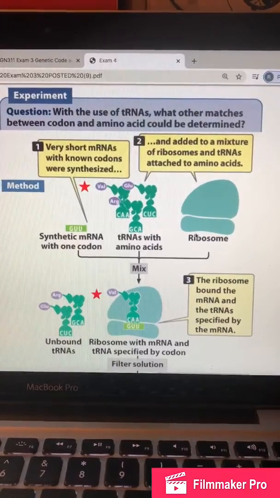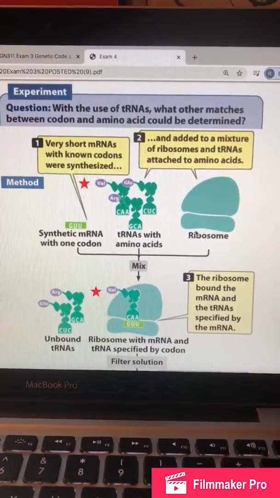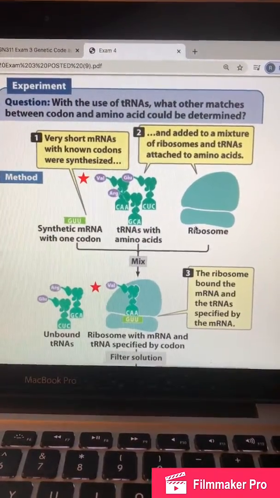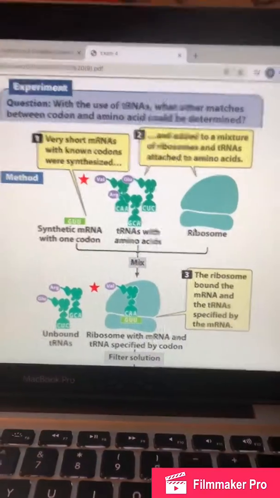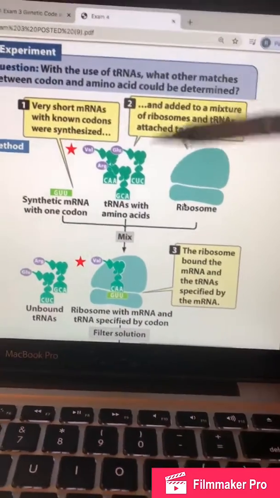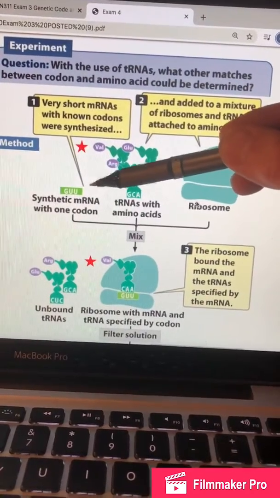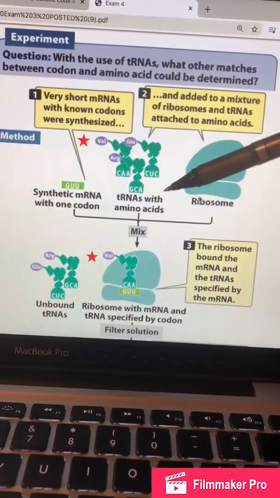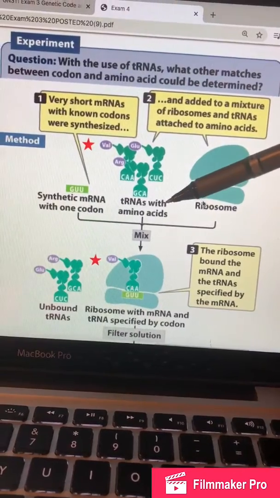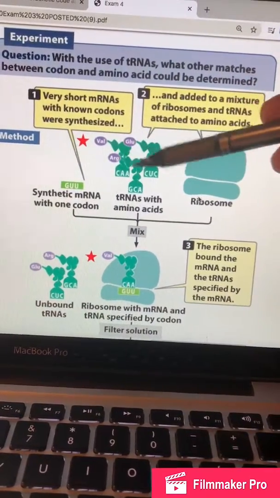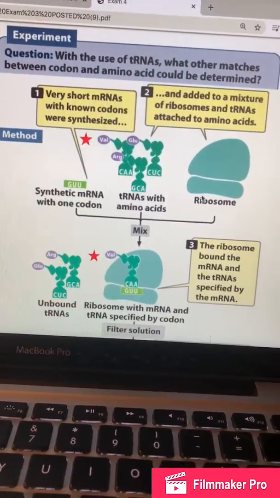Now we're going to talk about Nirenberg and Leder's experiment. This was done to kind of expand upon Nirenberg and Matthaei's earlier experiment. So what they did was they created synthetic mRNA strands that were only a single codon long, in this case GUU. This would be mixed with charged tRNAs, so they're charged with the amino acids here, and ribosome.